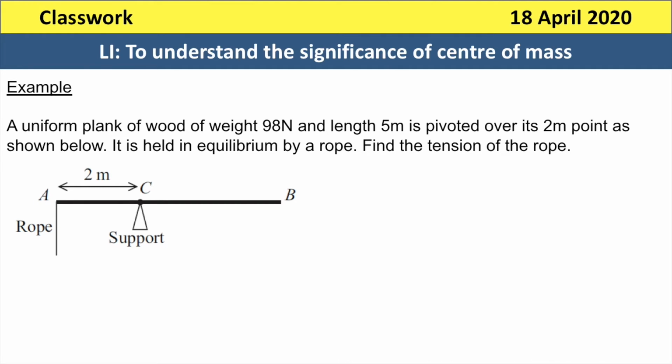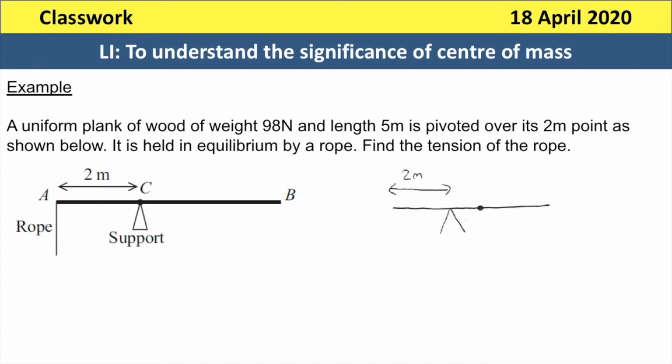So let's look at an example problem then. A uniform plank of wood of weight 98 newtons and length 5 metres is pivoted over its 2 metre point as shown below. It is held in equilibrium by a rope, and we've been asked to find the tension of the rope. So, to begin with then, we need to consider where the forces are acting on this plank of wood. Well, the rope is going to be acting 2 metres away from the support force, but there is going to be another force acting on it as well from the centre of the wood. Because it is uniform, we can assume that the weight of the wood acts from its centre.